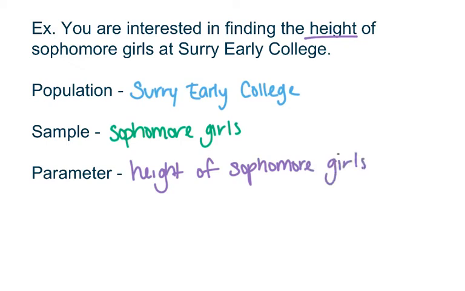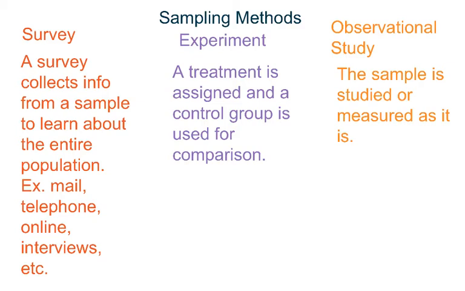Pretty easy, just some basic terminology. Okay, so there are 3 main sampling methods that we'll talk about in this class. If you ever take stats at the college level, you might see some extra ones or just more specific, but this is what we focus on. So a survey. A survey collects info from a sample to learn about the entire population. So an example: mail, telephone, online, interviews, etc. And then you have experiments, which you've talked about a lot in science classes. So an experiment is a treatment. A treatment is assigned, and a control group is used for comparison. And then the last one is just an observational study. The sample is studied or measured as it is. So you don't try to do anything, you're just observing.